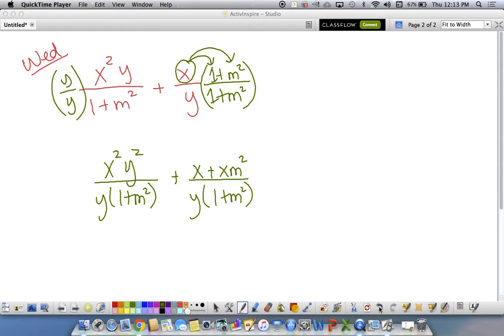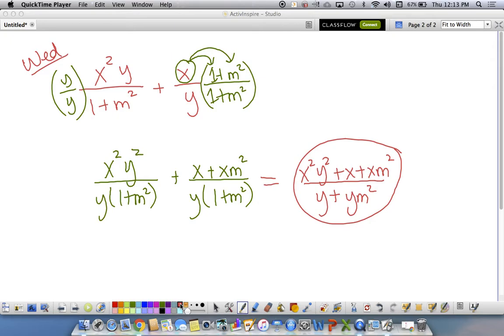Now, do I have the same denominator? I sure do. I'm going to go ahead and distribute that denominator to be y plus ym squared under. Now the top, can I combine anything? No, nothing has the exact term, so it simply is x squared y squared plus xm squared. You're done. You can't simplify. There's nothing that has a common term of anything. I mean, there's a y in 3 of the 5. There's an x in 3 of the 5. There's only an m in 2 of them. There's nothing that's in all 5 pieces.